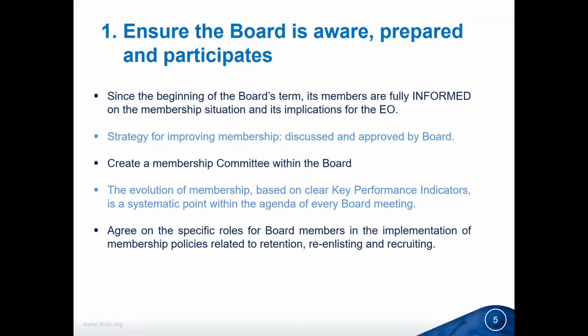Another important role of the board member is to keep an eye on the evolution of membership based on the KPIs that have been defined. And so ideally in every board meeting there should be a specific point in the agenda, one item in the agenda, where the latest information about the membership situation is provided to all board members. It shouldn't be a long discussion, but simply reporting where this organization is relating to its membership target, and if something is going wrong, maybe further discussion can take place.